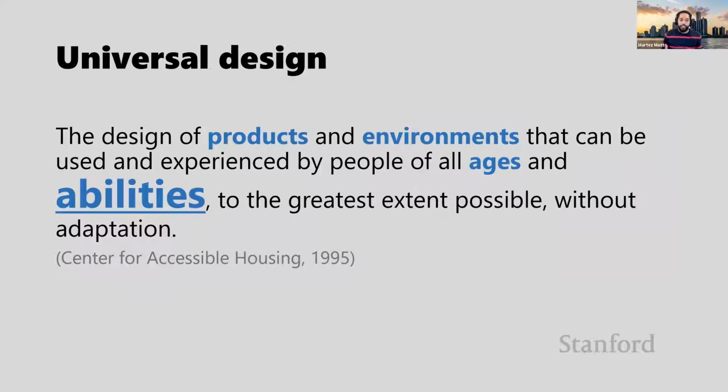But if we go back to this definition and interrogate it a little more, it asks a really interesting question. I'll read it again: the design of products and environments that can be used and experienced by people of all ages and abilities to the greatest extent possible without adaptation. There's a heavy emphasis, which I put on the slide, on abilities, because it begs the question: what is ability in this case? How do we think about ability? How do we measure ability? What do we do with ability?